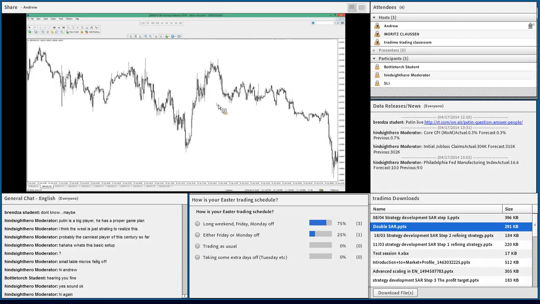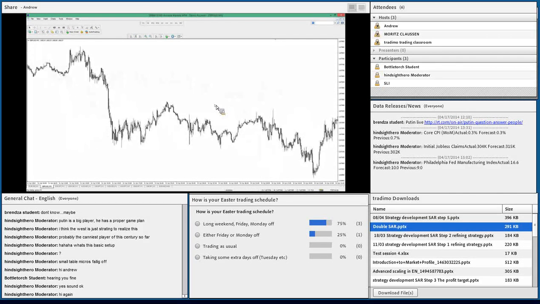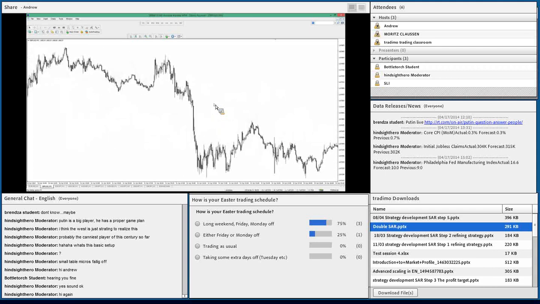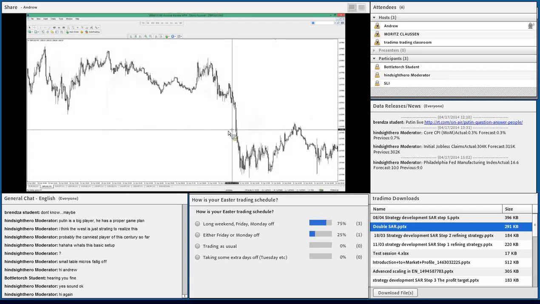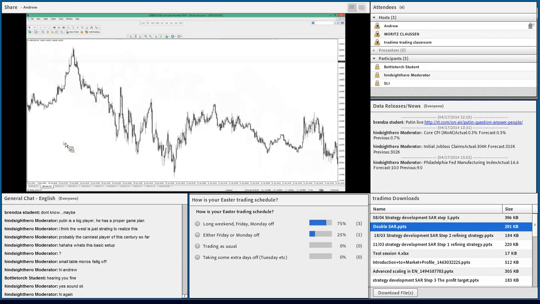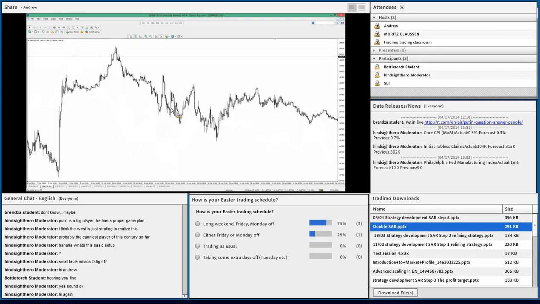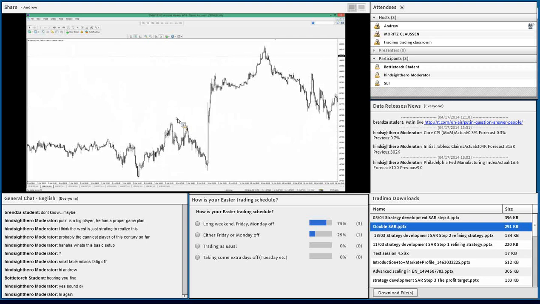And I'm not a big fan of that. I personally want to see these patterns completing at the right areas. And obviously, there's a little bit of discretion involved with that, but you've got to kind of develop your own method.